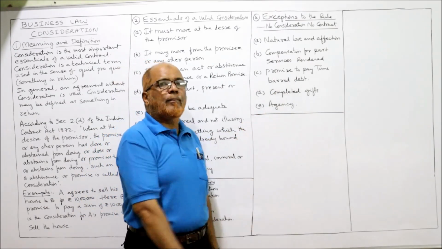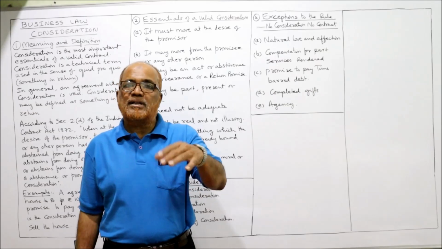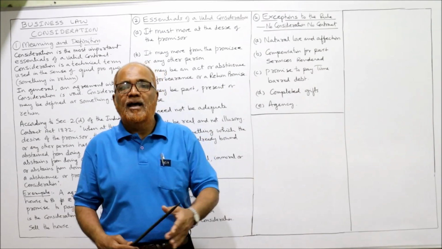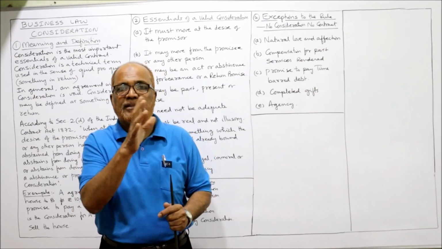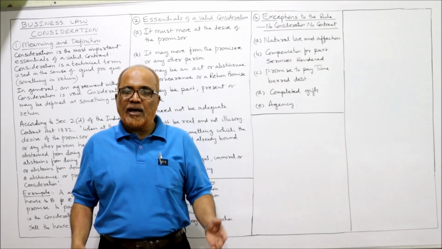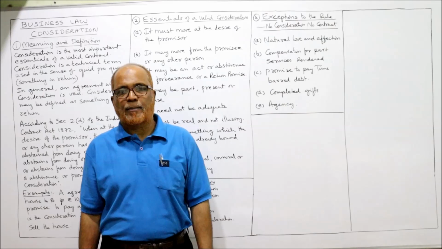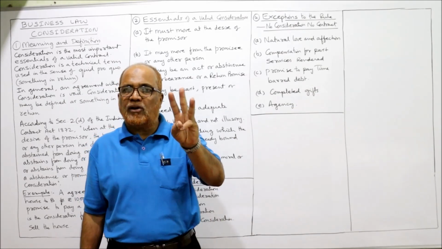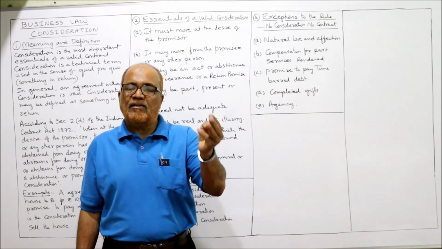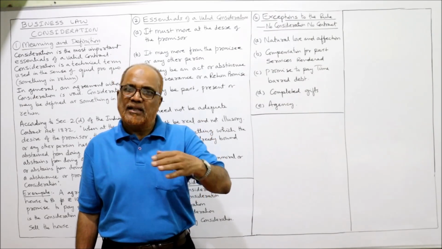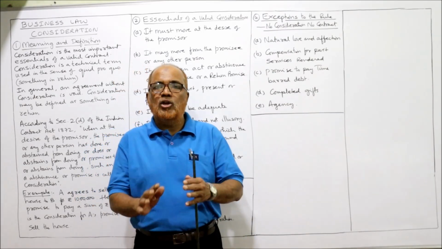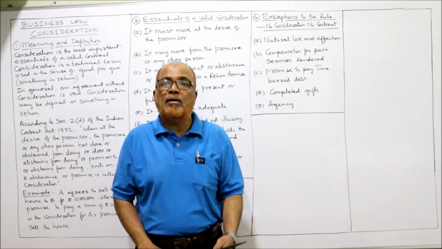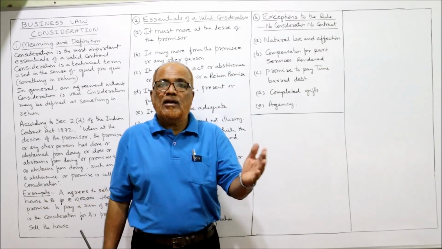Next, promise to pay time-barred debt. Suppose a debt has become time-barred and the debtor has promised to pay it and has given it in writing that I will make the payment. It will be a valid consideration. For example, in India, we have the Limitation Act. The Limitation Act says a person should recover the amount from the other person within a period of 3 years. If during 3 years there is some transaction or some part payment, then it will be continued. Suppose the person has not collected the amount for a period of more than 3 years, the amount will become time-barred debt. Later on, he cannot sue.